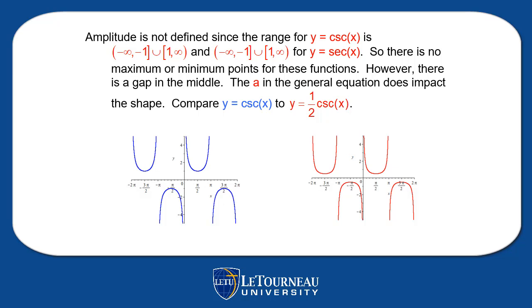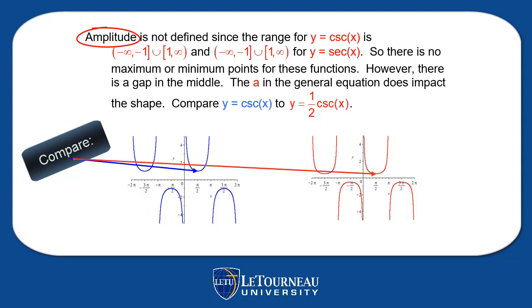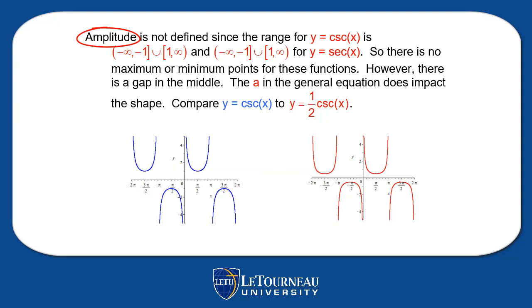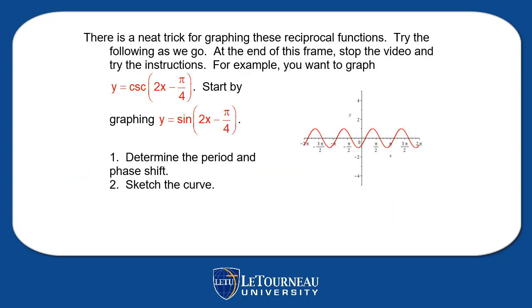Now amplitude is not defined, since the range for the cosecant is minus infinity to minus 1 and 1 to infinity. Same for the secant, since there are no maximum or minimum points for these functions. However, there is a gap in the middle. The a in the general equation does impact the shape. Compare y equals cosecant to 1/2.